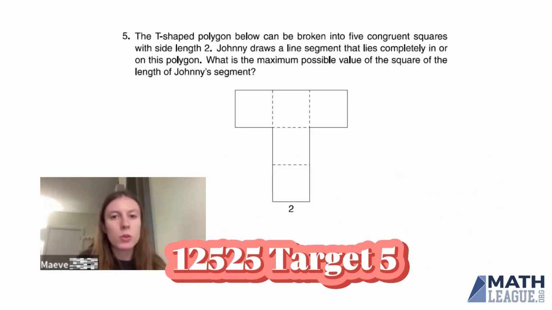The T-shaped polygon below can be broken into 5 congruent squares with side length 2. Johnny draws a line segment that lies completely in or on this polygon. What is the maximum possible value of the square of the length of Johnny's segment?